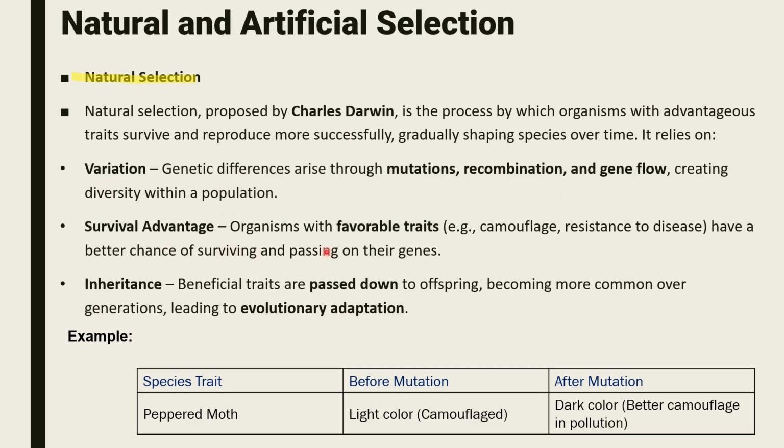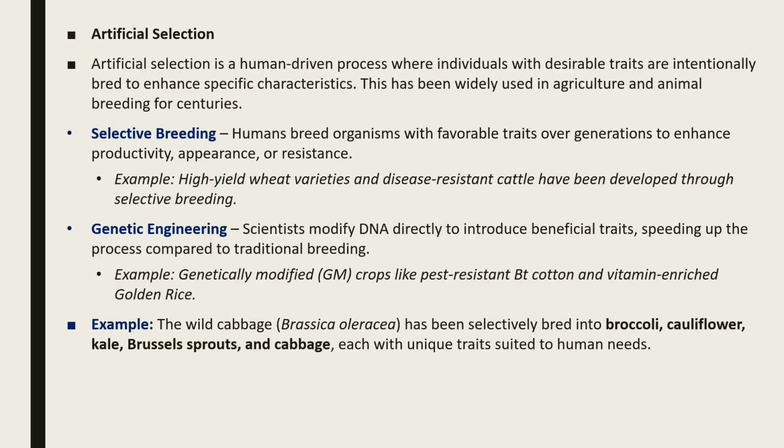Survival advantage. Organisms with favorable traits have a better chance of surviving and passing on their genes. Beneficial traits are passed down to offspring, becoming more common over generations, leading to evolutionary adaptation. Number two is artificial selection. Artificial selection is a human-driven process where individuals with desirable traits are intentionally bred.